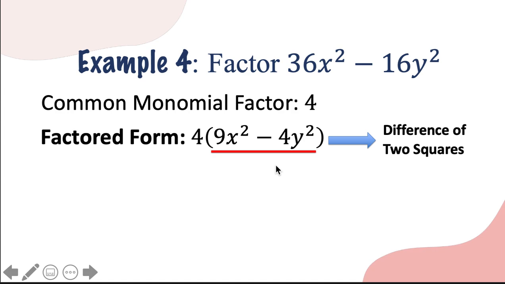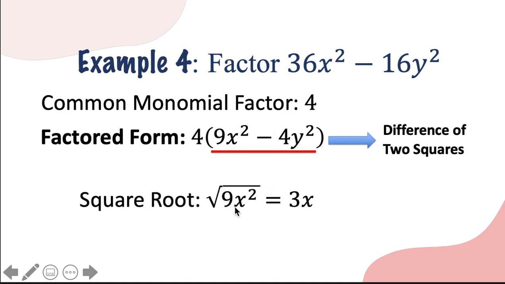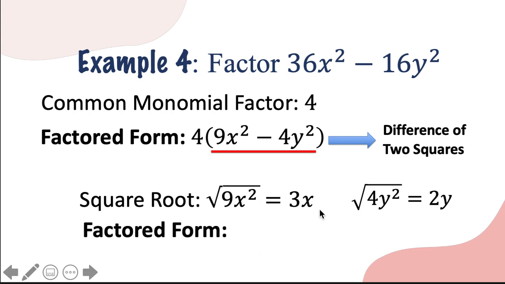So therefore, let's proceed. Getting the square root of these two terms. So the square root of 9x squared, we have 3x. And then the square root of 4y squared, we have 2y. And then the factored form will be the product of the sum and difference of two terms. But do not forget to write 4 because that is the common monomial factor.